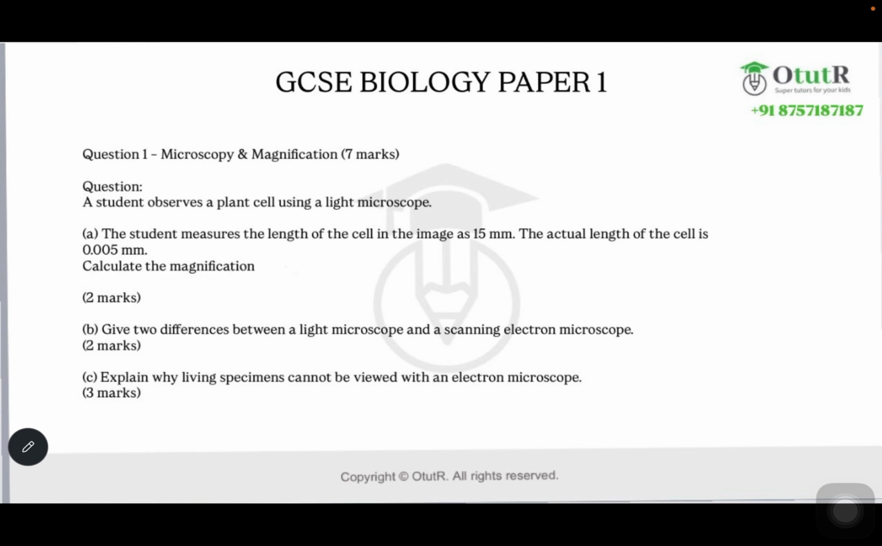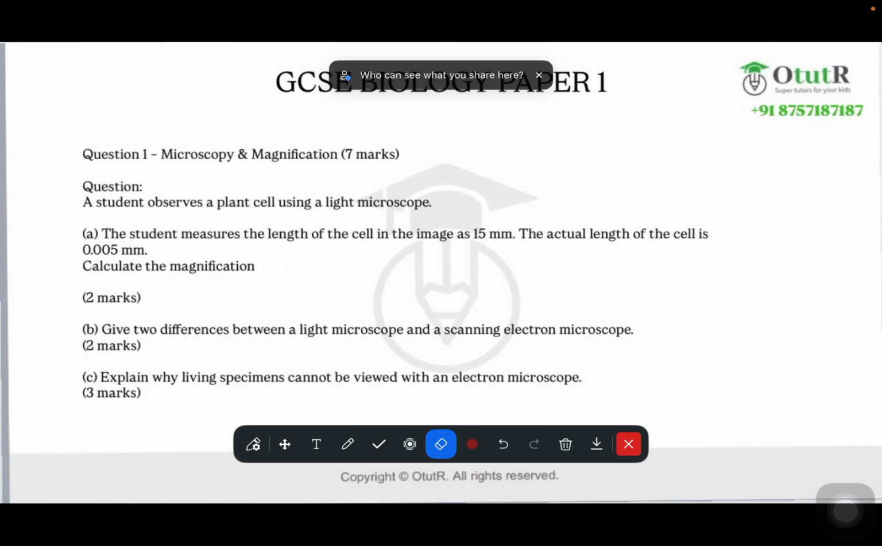So you get 1 mark each for the correct point of difference. Next, question number 3, or question C. Explain why living specimens cannot be viewed with an electron microscope. So this is a 3-mark question, therefore you need to have 3 valid points or the 3 keywords as per the marking scheme. The electron microscope requires a vacuum, so 1 mark for vacuum.